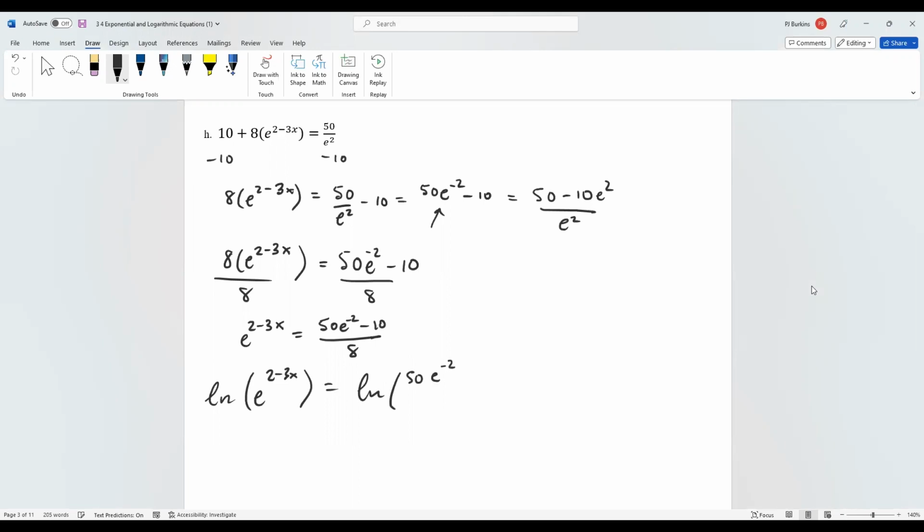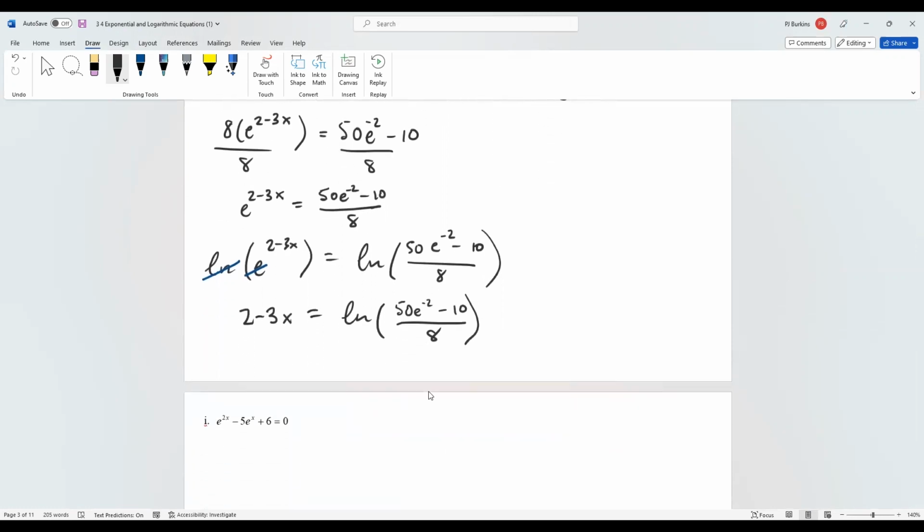And technically you could use any type of log, but natural log here is our best choice because the natural log and e are inverse functions. And so we just get those to cancel on this side. And we have this.